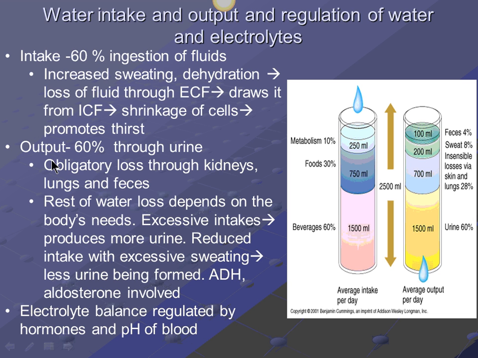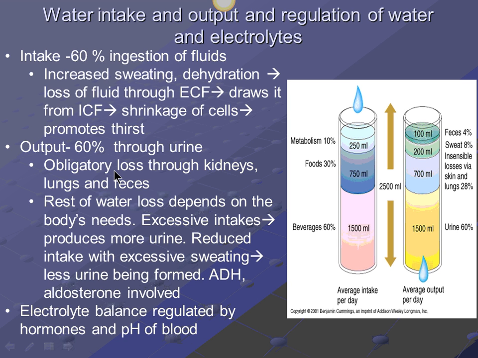Let's look at output, what happens normally and how it will change. 60% of the water is lost through urine. Then you lose about 4% normally through feces. Sweat is about 8%. Then through the skin, insensible perspiration, through lungs and so on, you have 28% which is lost. So this is about your normal daily output.